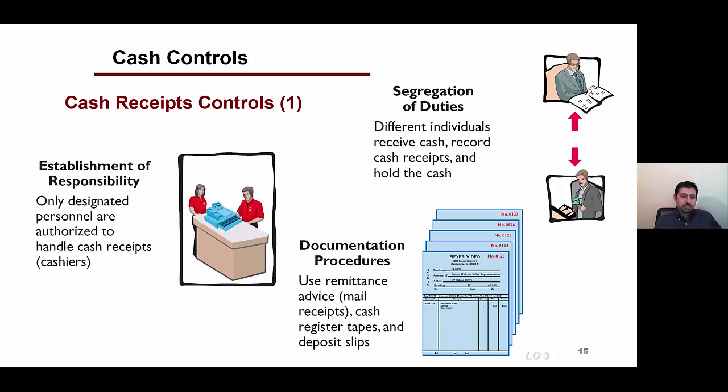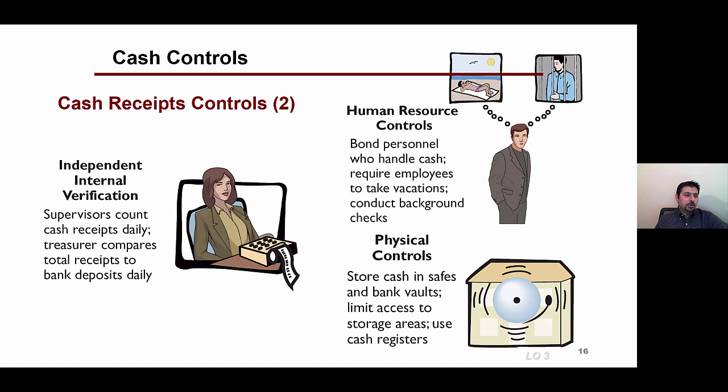The third one is documentation, to ensure, for example, that cash registers are available, deposit slips, etc. And then we also have independent internal verification, like internal auditors conducting audits, supervisors counting checks, counting cash receipts, etc. Human resources are the same, basically conducting background checks, mandating rotations or mandating vacations, bonding employees, and physical controls include, of course, the use of safes and locked drawers and locked rooms so that we wouldn't leave the cash lying around.